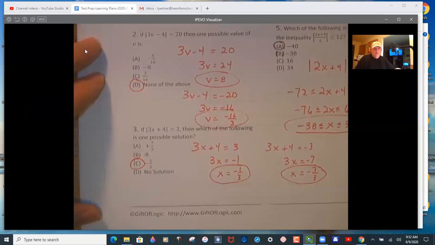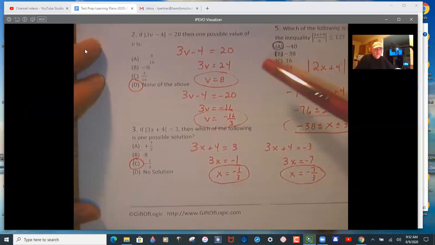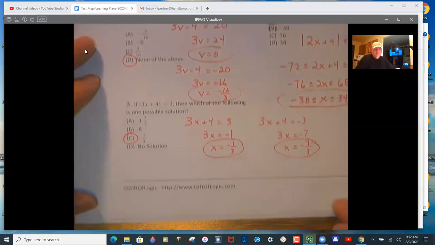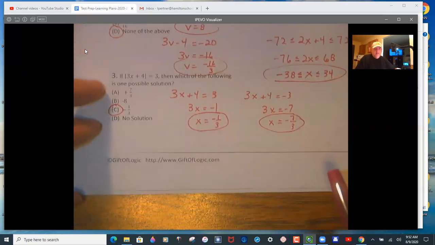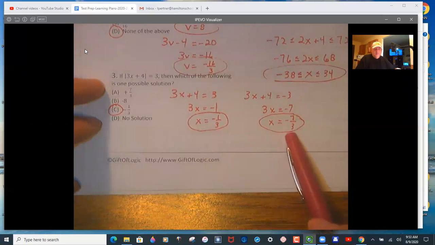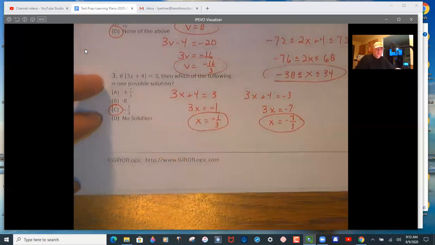Then one possible solution. So if you solve this out, you get 8 and negative 16 over 3. So none of the above. Same style of solution on this. Negative 1/3, you also get negative 7/3. Remember that it equals the positive and the negative all the time.